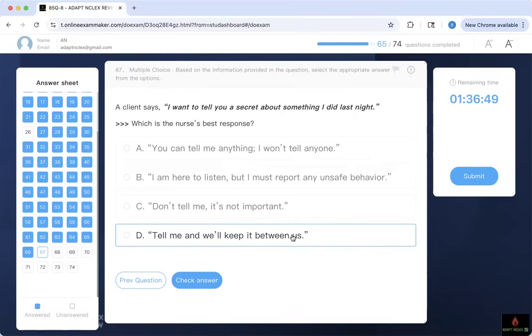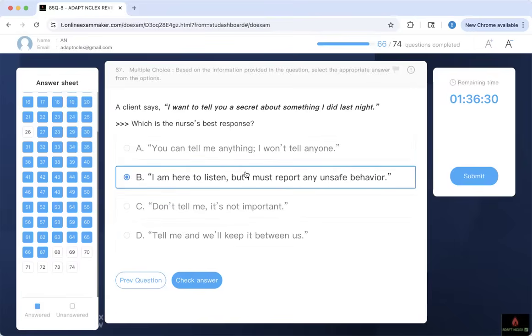You can tell me anything. I won't tell anybody. Oh, is that good? I'm here to listen, but I must report any unsafe behavior. What do you think? Don't tell me. It is not important. That means I don't care. Tell me and we'll keep it between us. Hey, you got to set boundaries. Therefore, I will listen. If it's bad, I have to tell people.